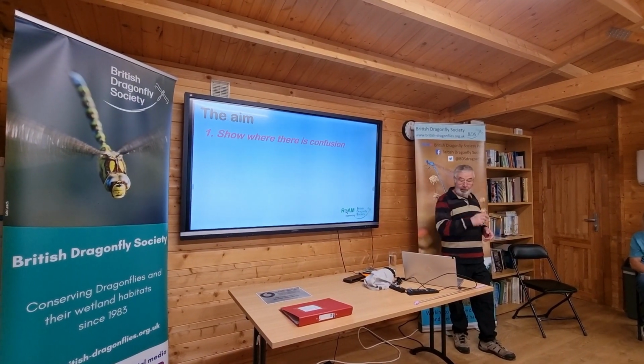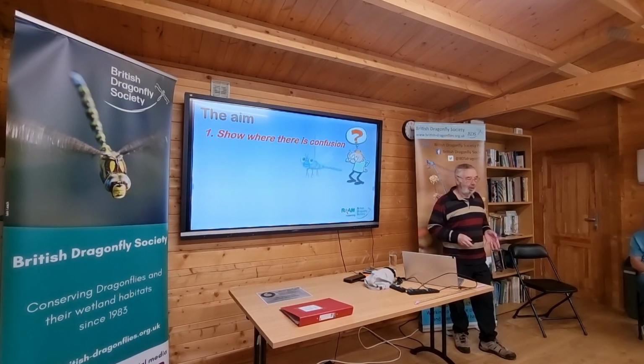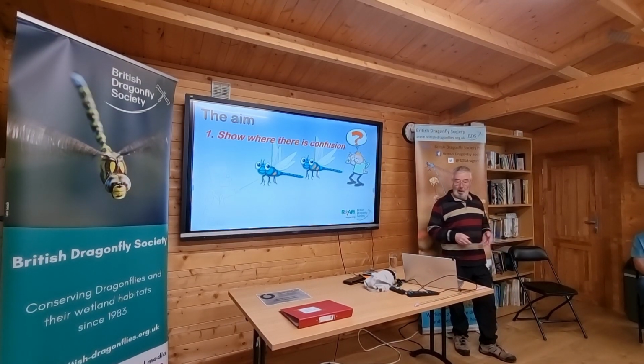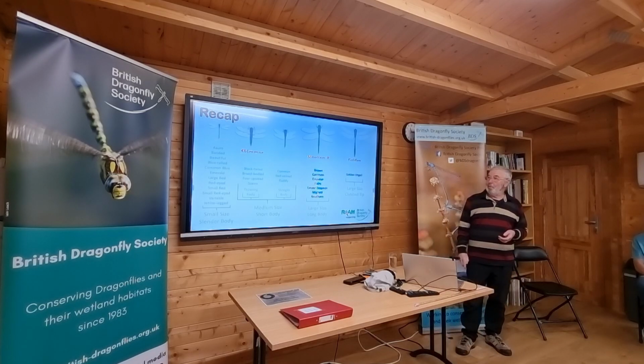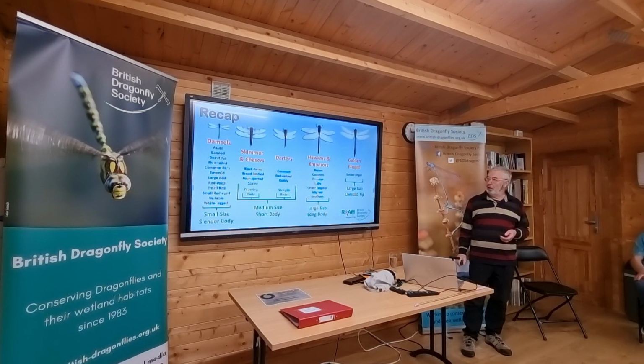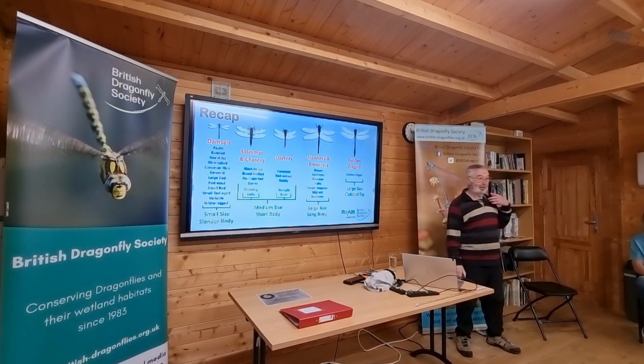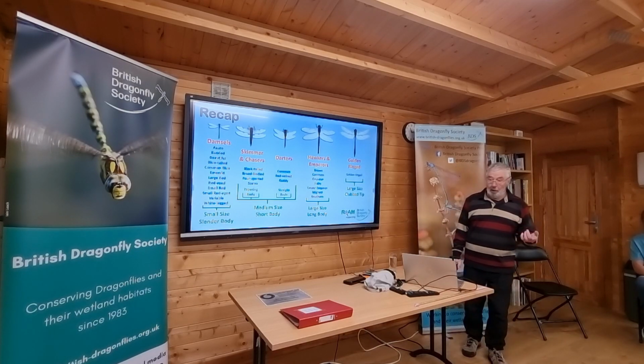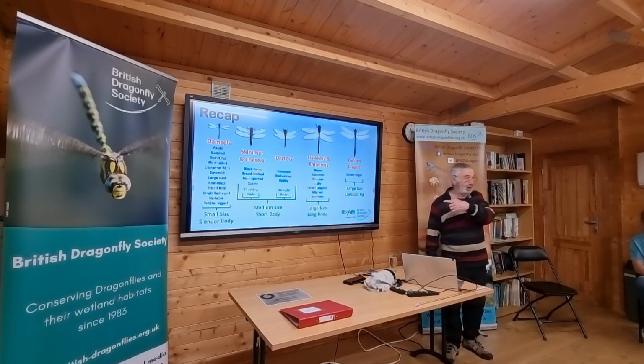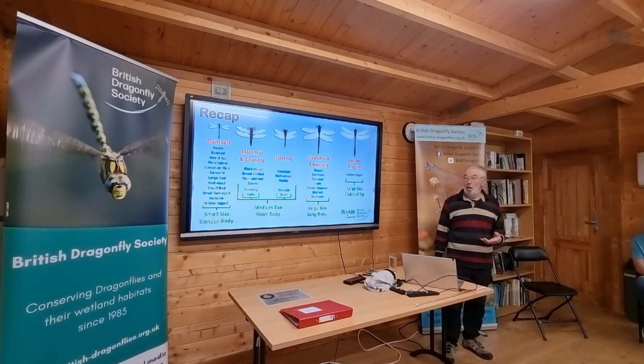But the object really is to show where there is likely to be confusion, and then how to overcome it. So, a quick recap. That's the species list that we're looking at. These are our local species. There are likely to be more coming into the area. So always have in your mind: does it fit into one of the species that we're expecting, or is it a potential confusion, another species that's come in?